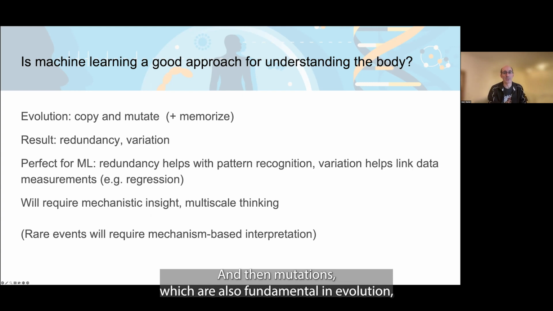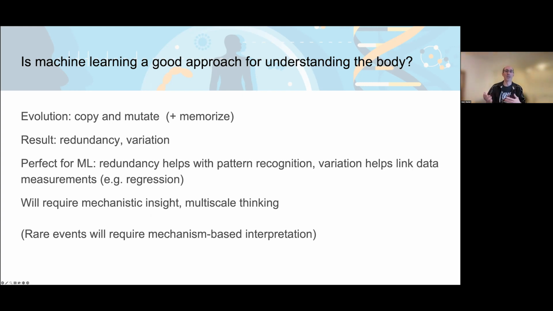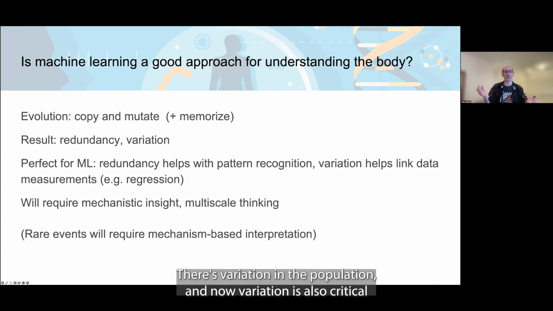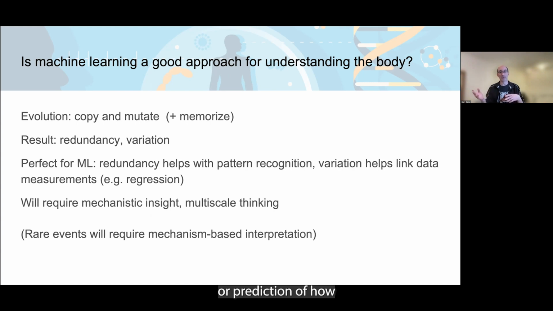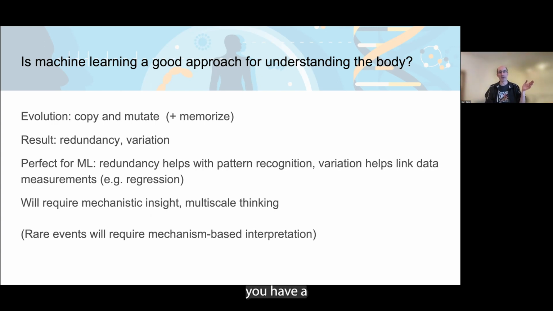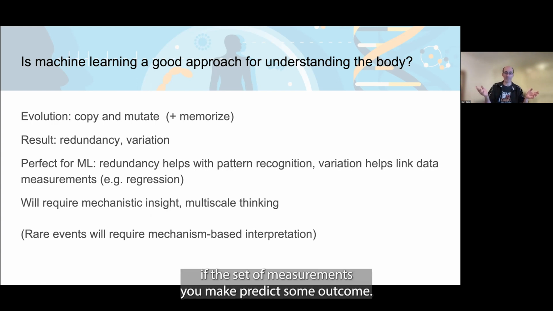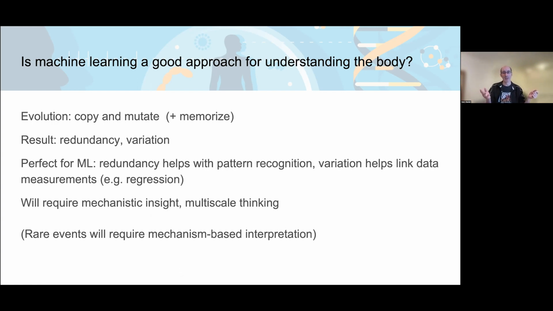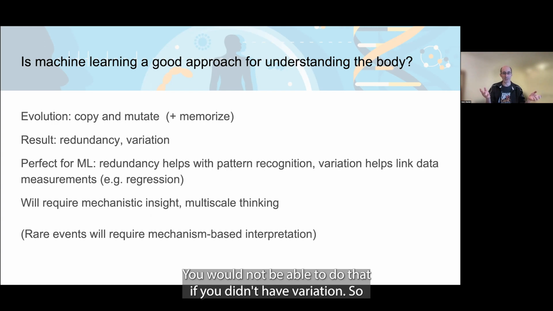And then mutations, which are also fundamental in evolution, create variation. So every human is different. There's variation in the population. And that variation is also critical because without variation, we wouldn't be able to do correlation or prediction. If you're thinking about regression, you have a set of measurements and you try to see if the set of measurements that you make predict some outcome. You would not be able to do that if you didn't have variation.